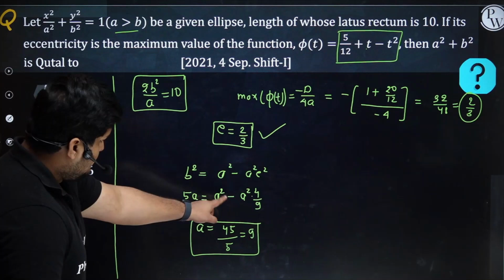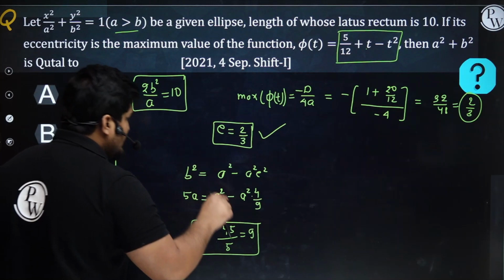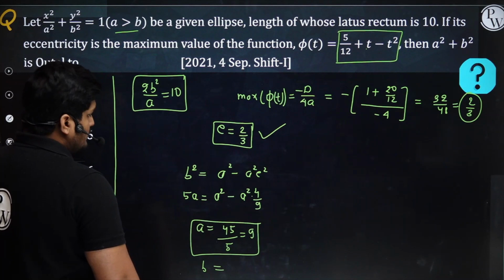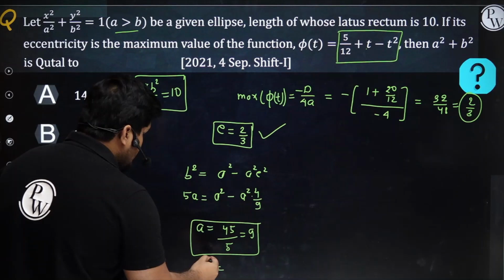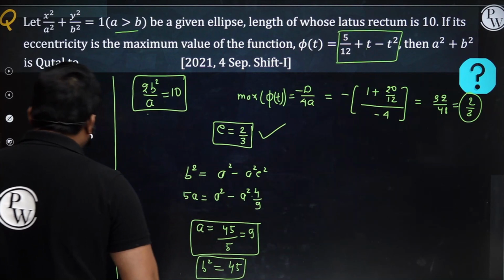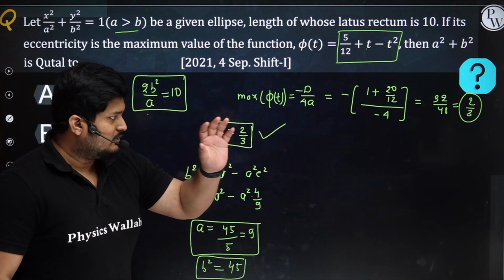Clear? a will cancel out: 9a minus 4a, 5a by 9. So a is equal to 9, guys. If a is 9, what is b? b square will be equal to 45. So a square is 81, b square is 45, answer will be 126. Clear? Very simple, a simple quadratic logic has been used. They are asking formulas, man. What else do you want?